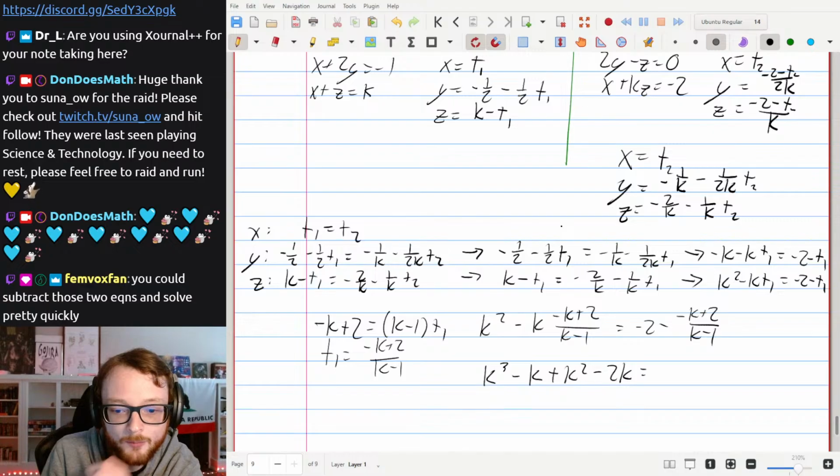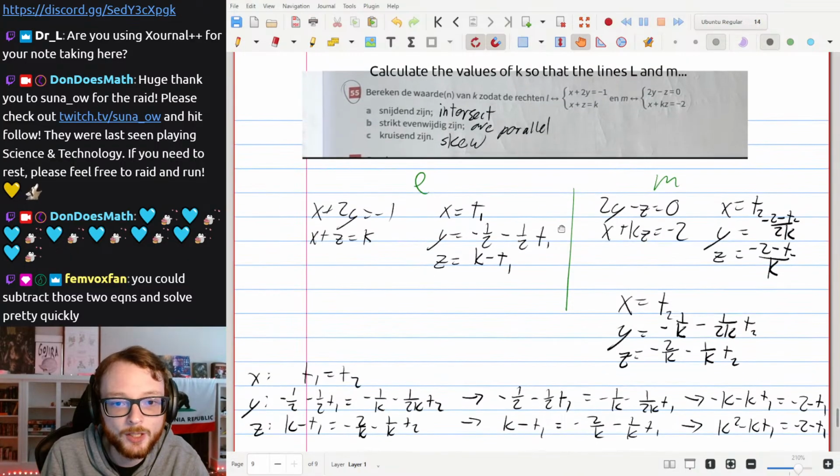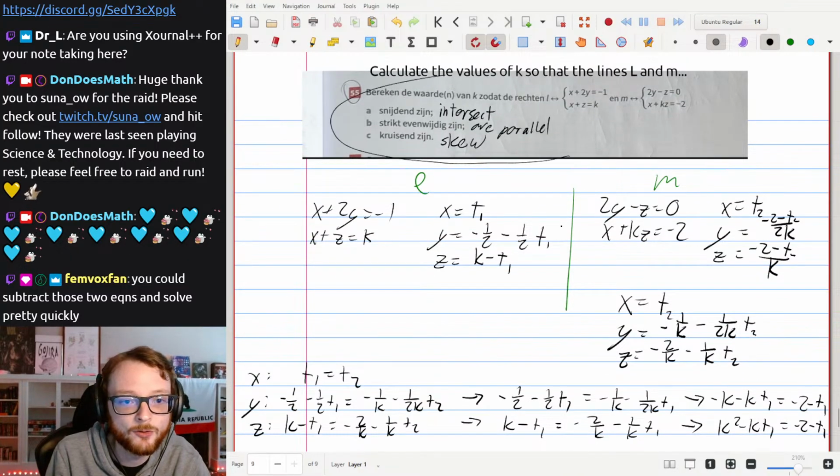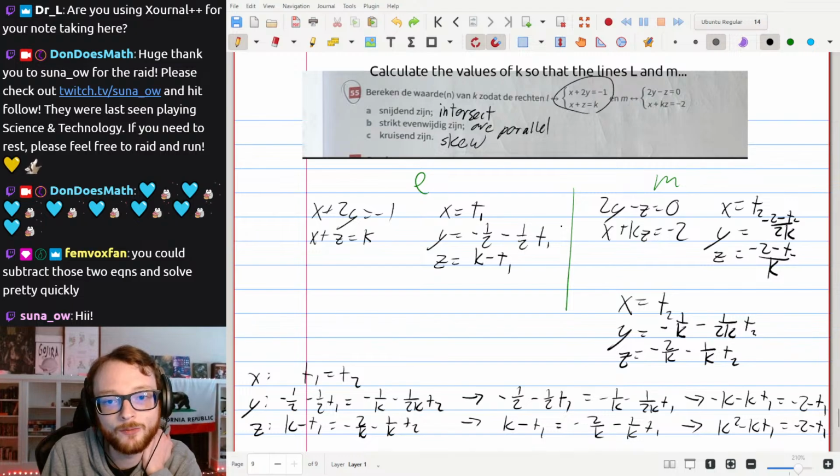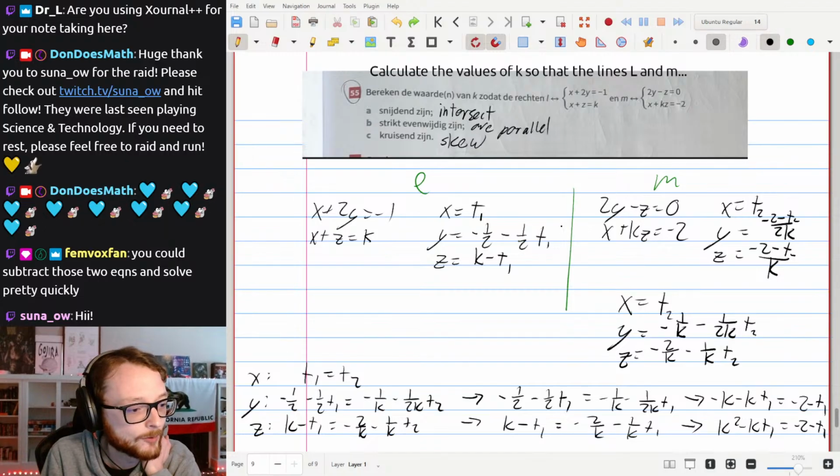For anyone who's new here, I'm Don. I do math help streams. We're working on this very tricky question that is in Dutch up here. Basically, we're given two lines that have this constant k involved, and we have to find values of k that make them intersect, make them parallel, and make them skew. And yeah, I'm a little bit rusty on this.